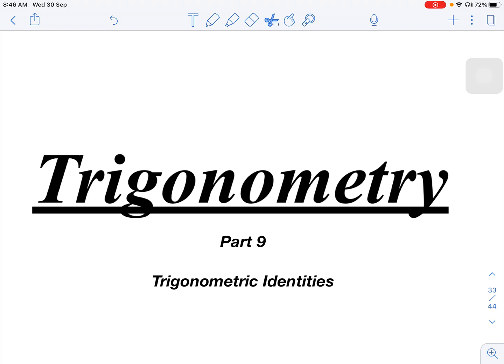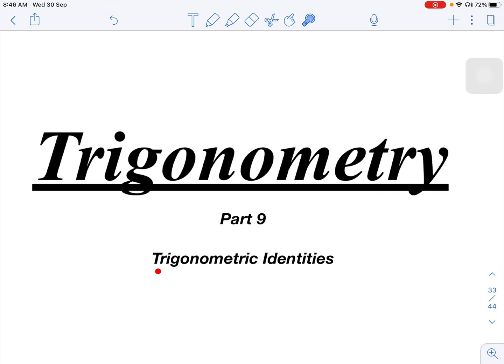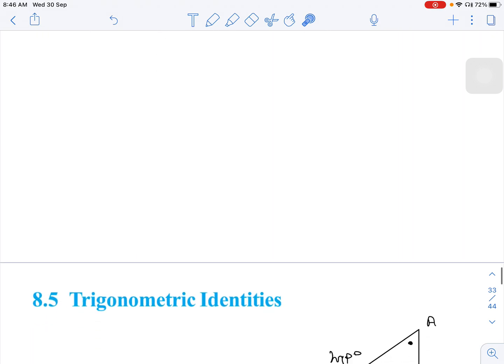Today we are going to learn part 9 of chapter number 8, that is Introduction to Trigonometry of class 10. In this part we are going to learn about trigonometric identities. Identities means we are going to derive some formulas. Right now we are going to focus on three different formulas or identities of trigonometry. So let us start one by one.